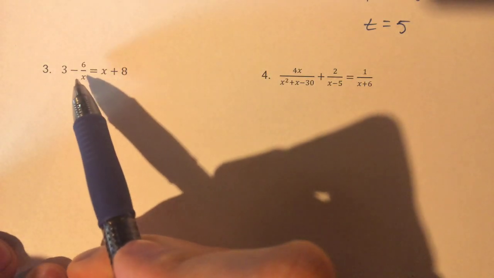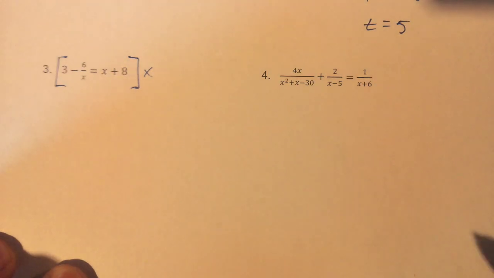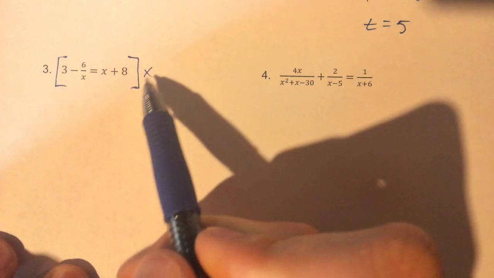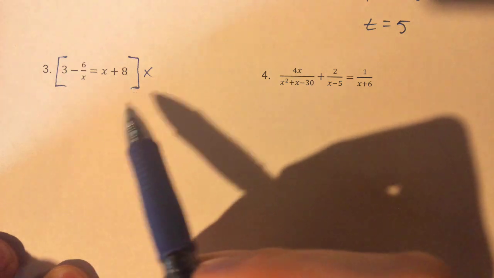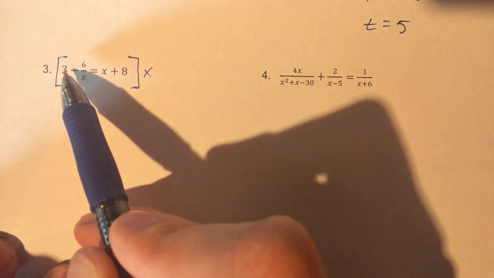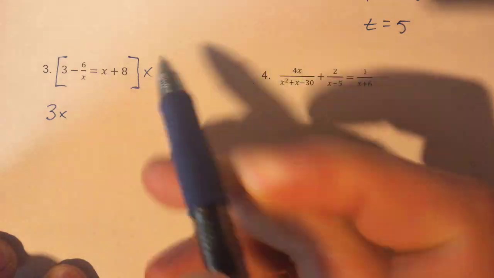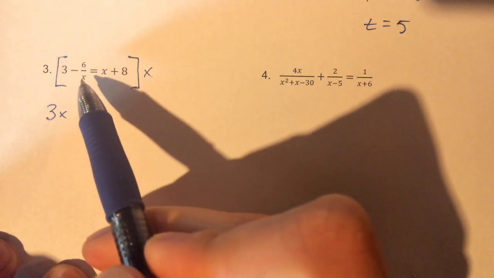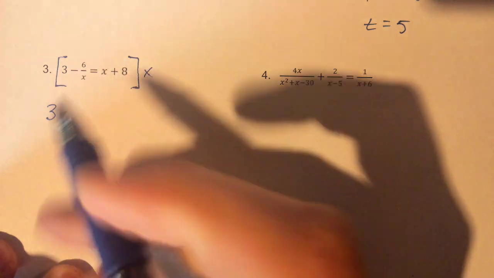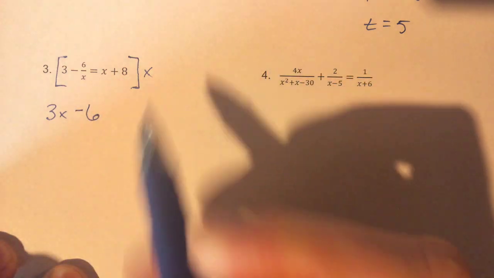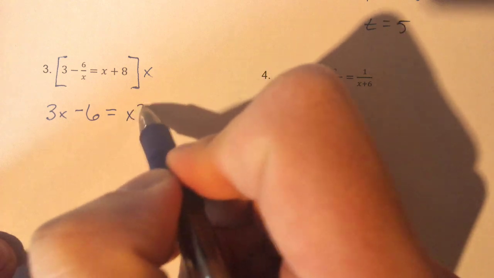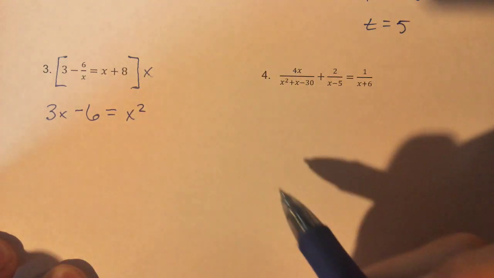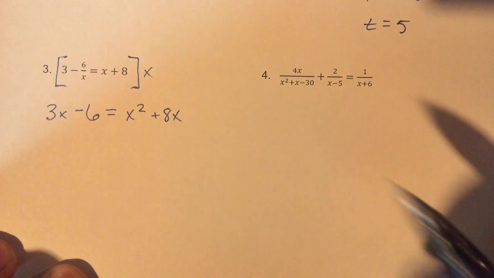Okay, so again, there's only one fraction, so the least common denominator is going to be that x. So don't forget, you've got to multiply it to everything, even if it doesn't have a fraction. So it's going to be x times 3, that's 3x. This one is a fraction, so x divided by x is 1. 1 times 6 is going to be 6, but don't forget that minus sign. Equals x times x is x squared. And then x times 8 is 8x.